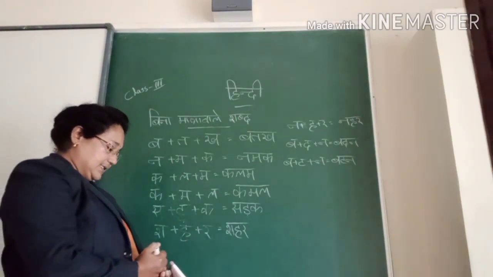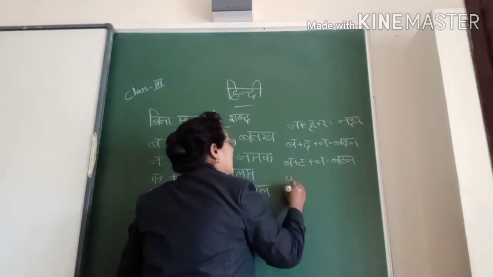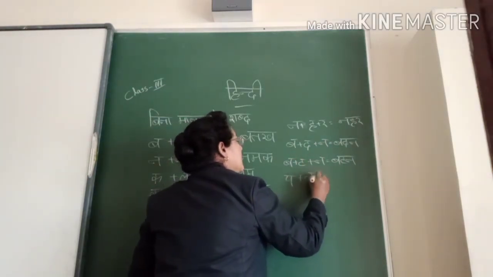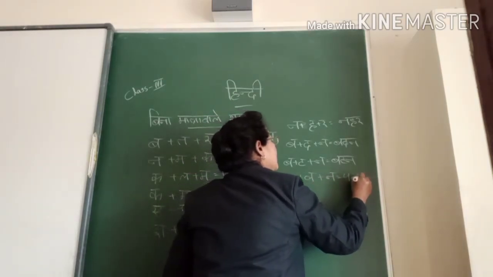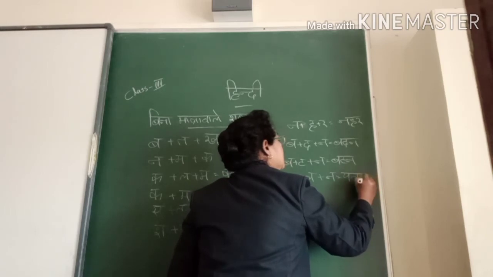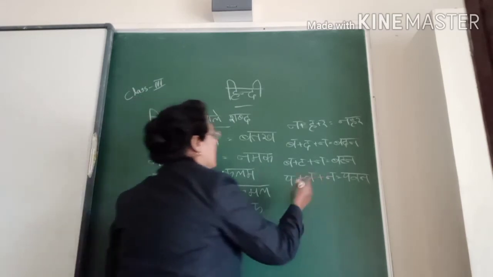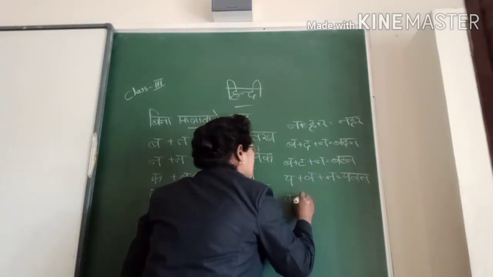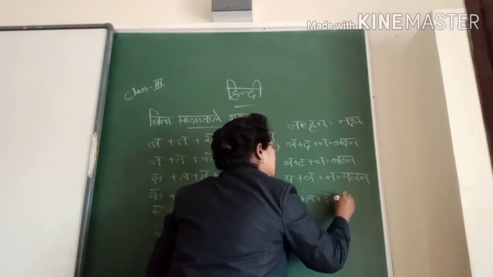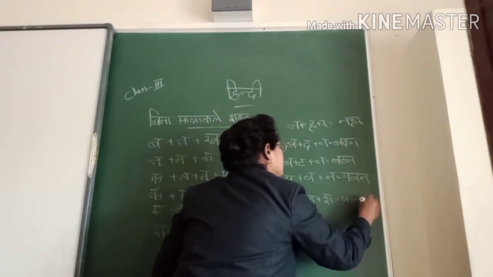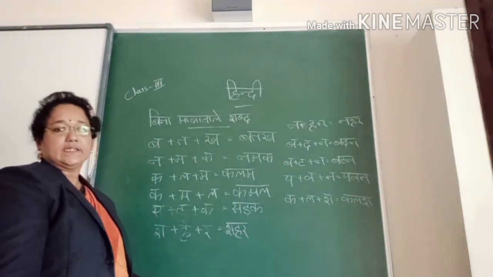Okay. Next. They have given pavan. Pa plus va plus na. What do we get? Pavan. Okay. Next. Ka plus la plus sha is equal to kalash. Kalash meaning is a pot.